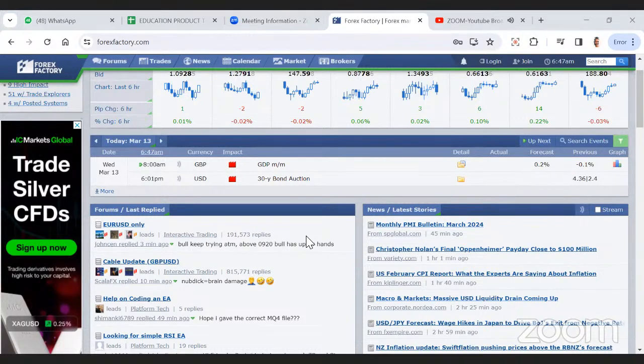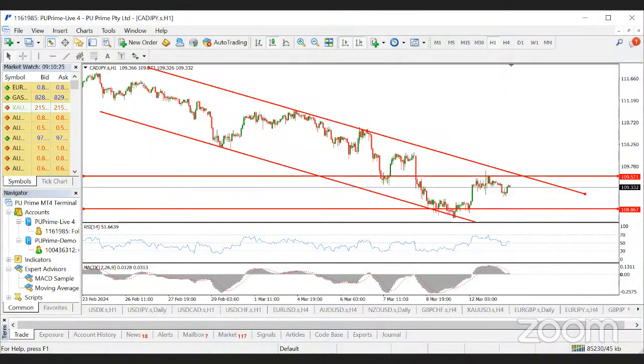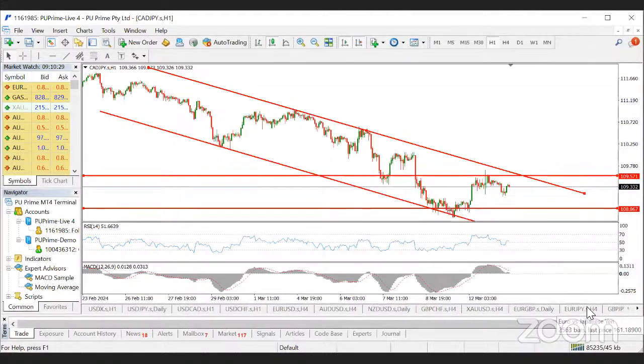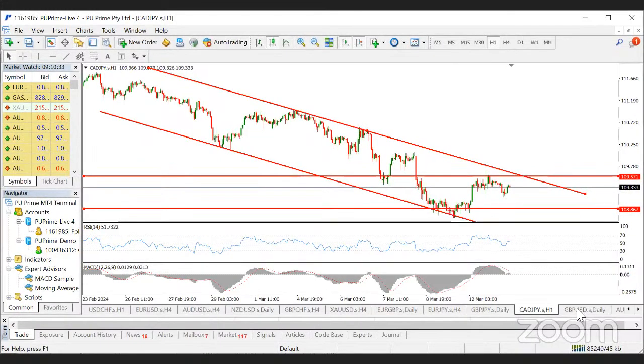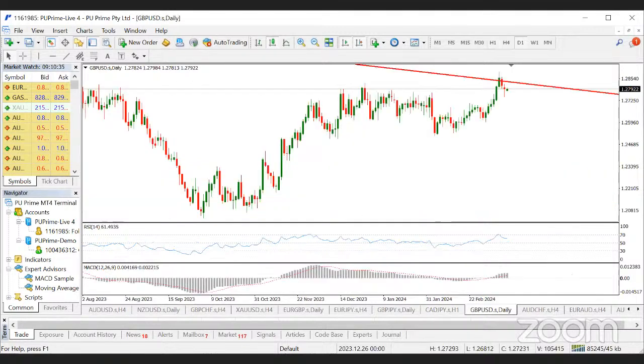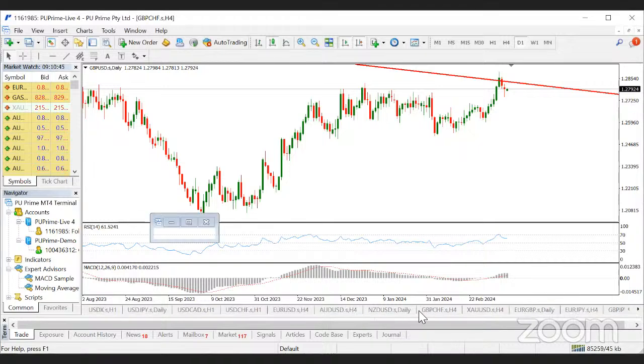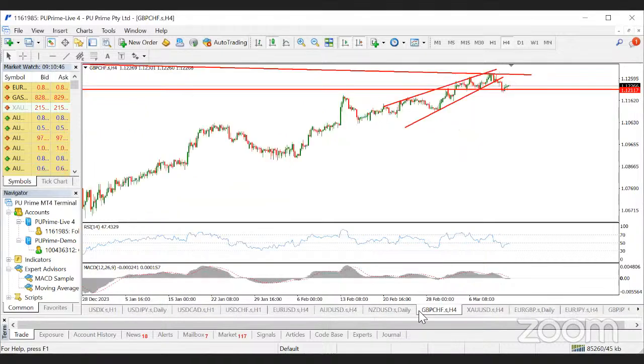Now, I have 3 pound instruments that will have a technical setup ahead of this event. And the first one is the GBP CHF. GBP CHF on the 4-hour time frame is looking bearish.